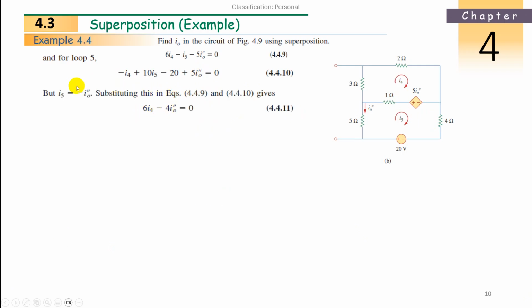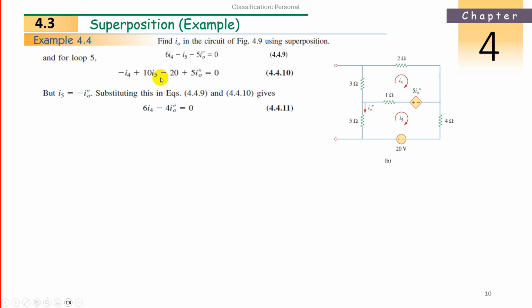Then I substitute. What is I5 equal to here? I5 is nothing but minus I0 double dash, opposite to this one. So substitute I5 as minus I0 double dash in the previous equation. That is 6I4 minus 4I0 double dash. Same here also: 6I4 minus I5, with I5 being I0 double dash, if you substitute minus I0 double dash, 5 and 1, minus or minus will be plus. So 5 minus 1, 4. So minus 4 I0 double dash from this equation.